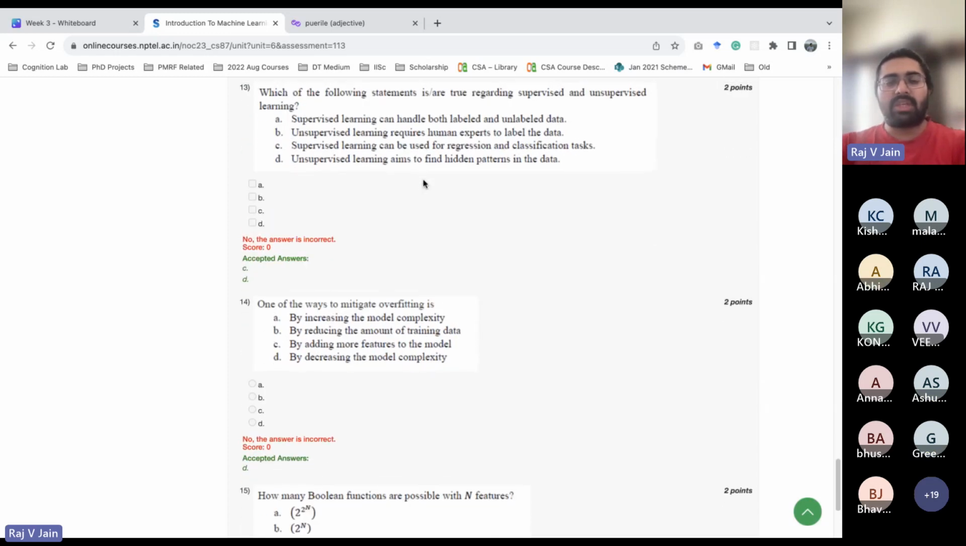Then question number 13. Which of the following statements are true regarding supervised and unsupervised learning? Yeah, C and D. Does anyone have any other thoughts? No.